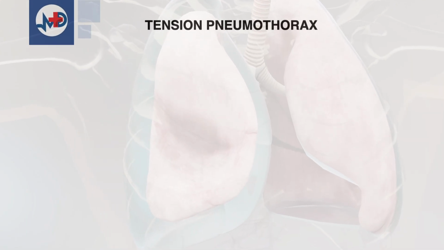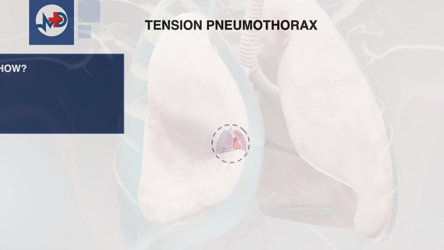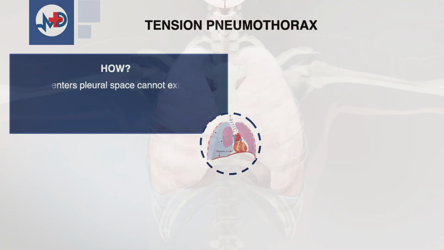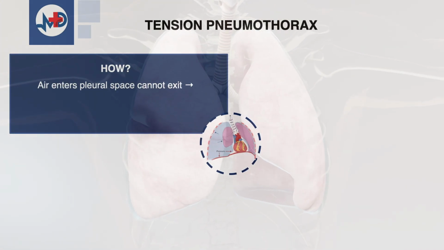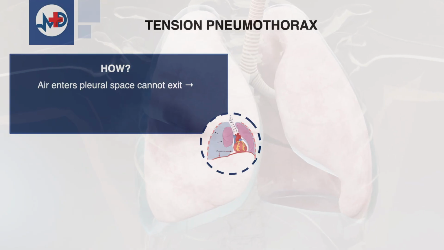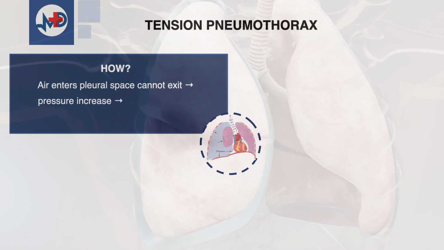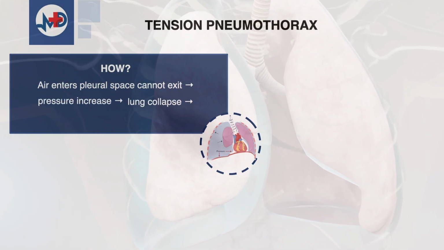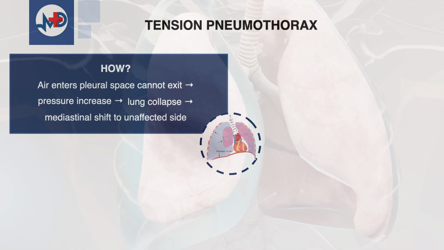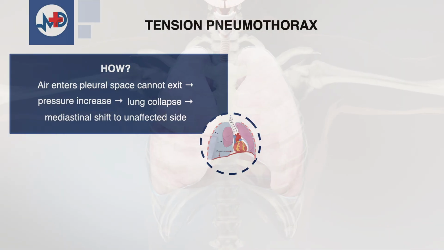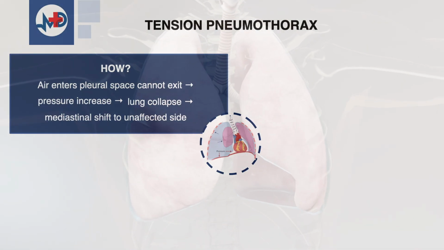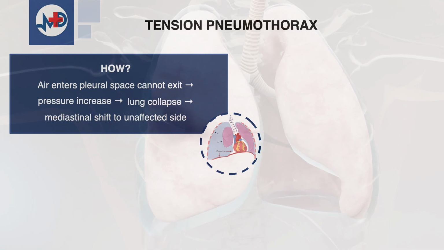Now let's talk about tension pneumothorax. This is a condition that occurs when air is allowed to enter the pleural space but not exit it. As air pressure increases inside the pleural space, the lung collapses and the mediastinum shifts to the unaffected side. This may be a result of spontaneous or traumatic pneumothorax.